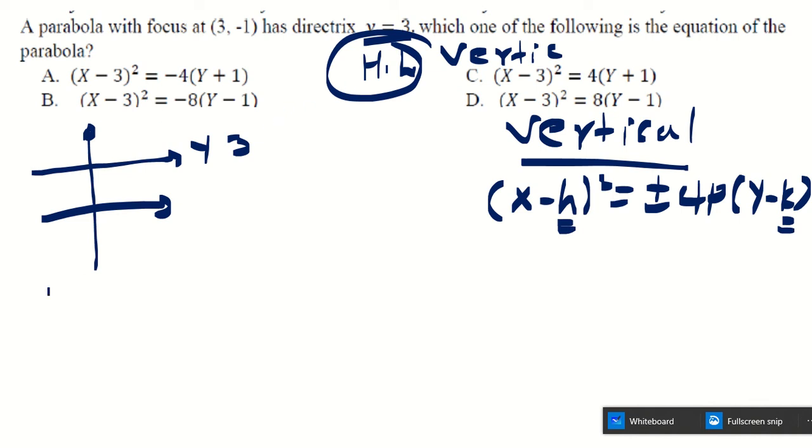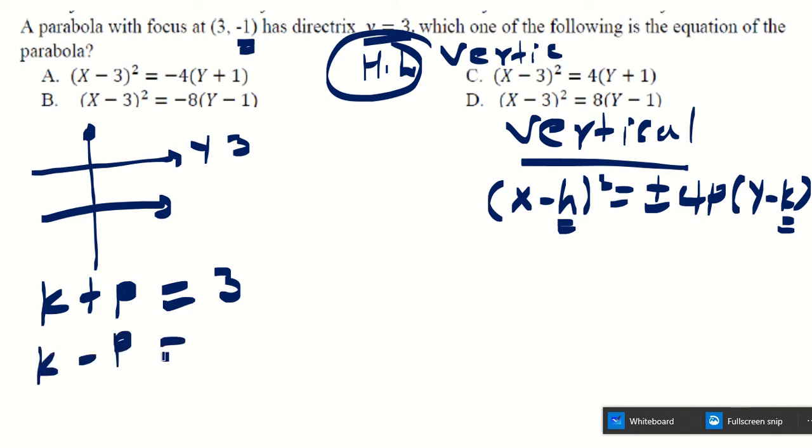So the directrix will be k plus p. K plus p is given to you as 3. And for the focus point, the second one, it's moving vertically, so k minus p is also given to you, it's negative 1. Then we do these simultaneously.